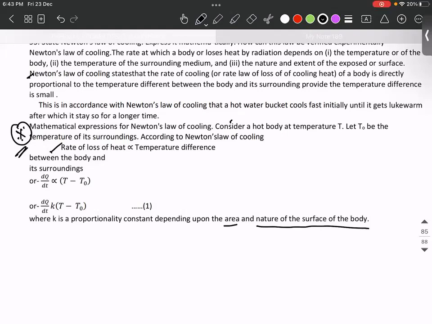You need not write the whole thing. Write this one: rate of loss of heat is directly proportional to temperature difference. Minus dQ by dt is directly proportional to T minus T naught. Minus dQ by dt is equal to K times T minus T naught, where K is the proportionality constant and it depends upon the area and the nature of the surface of the object.